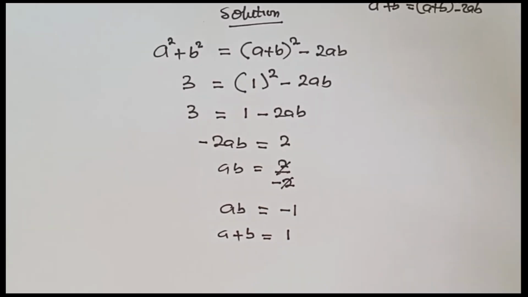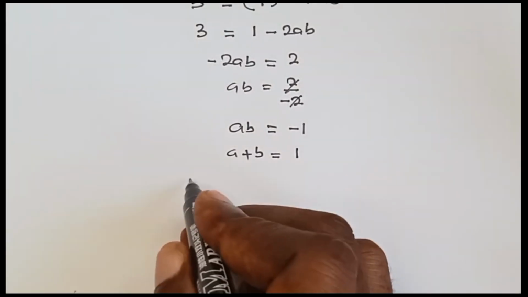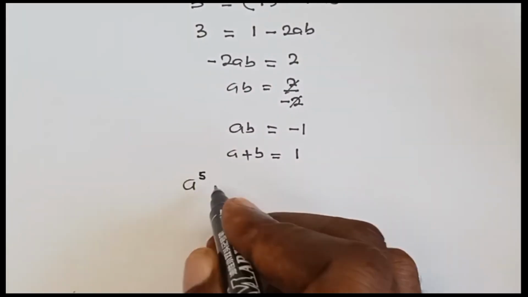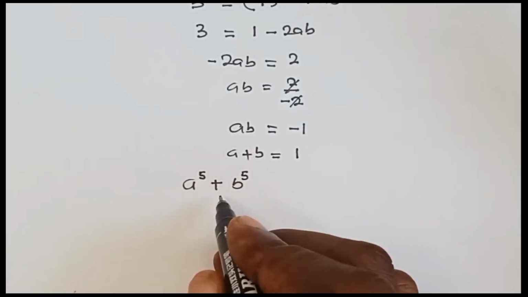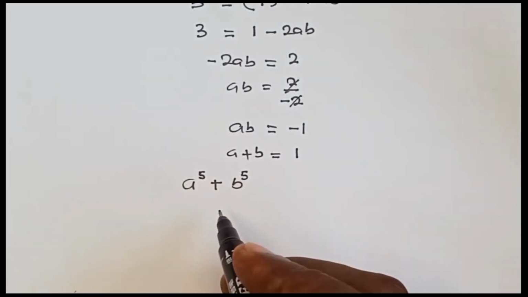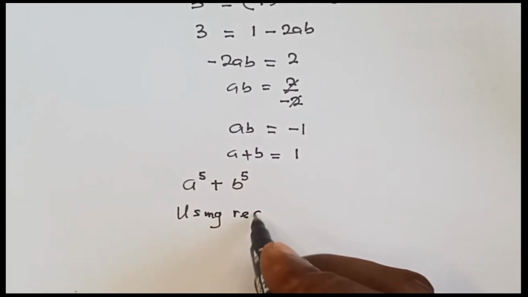Now, the question says we should find a raised to power 5 plus b raised to power 5. That's what we are looking for. And then how to solve this, we have to use the recurrence formula.